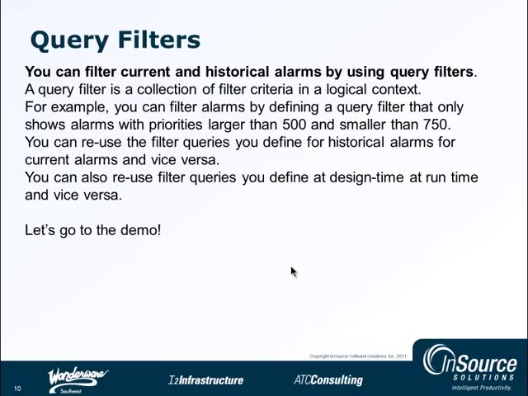As part of the demonstration, we're also going to look at query filters. And we mentioned query filters as we were describing what we were going to do in the demo. You can filter current and historical alarms by using query filters. What you're doing is applying a filter to these alarm criteria so you can get exactly what you want. For example, you might want to filter alarms and get alarm priorities for anything greater than 500 or anything less than 750. So that gives you a narrow window of priorities, those alarms that occurred between those different priorities.